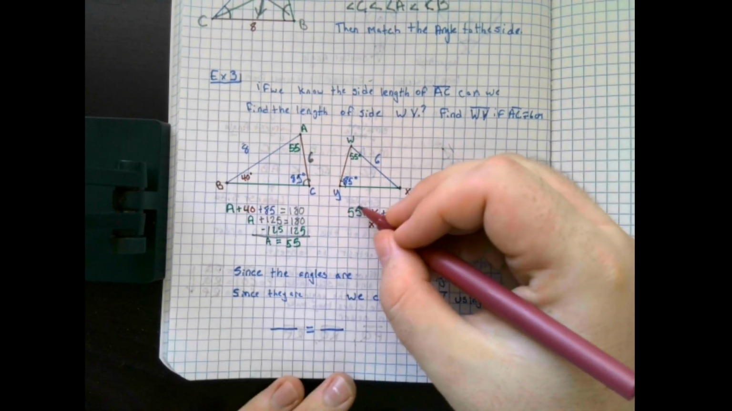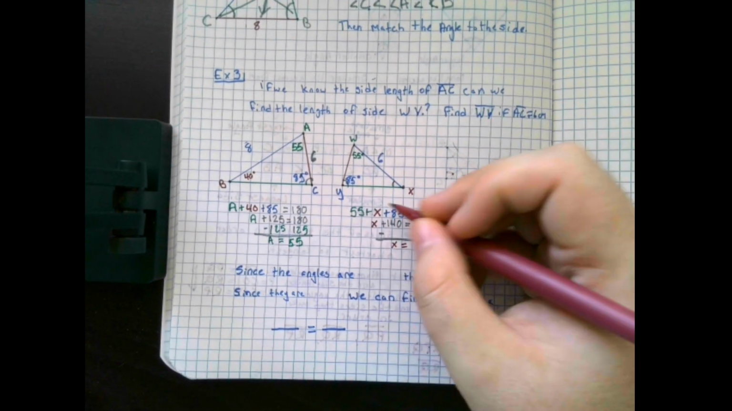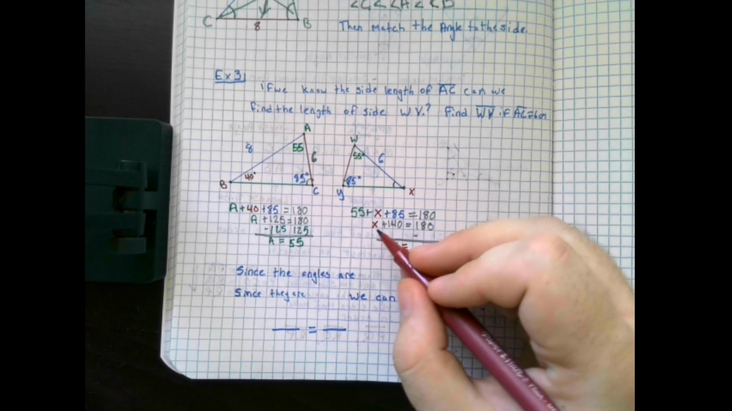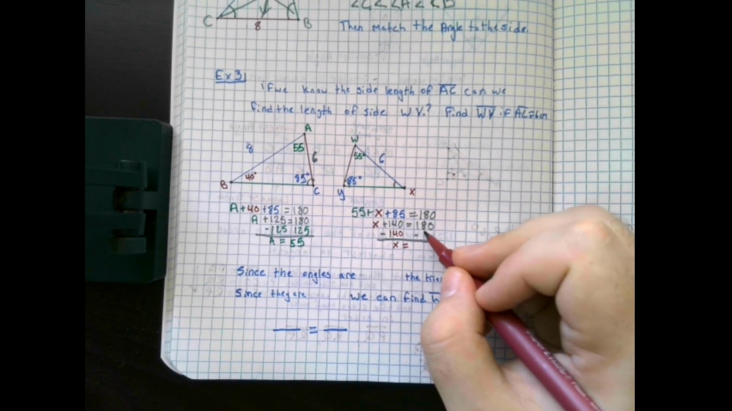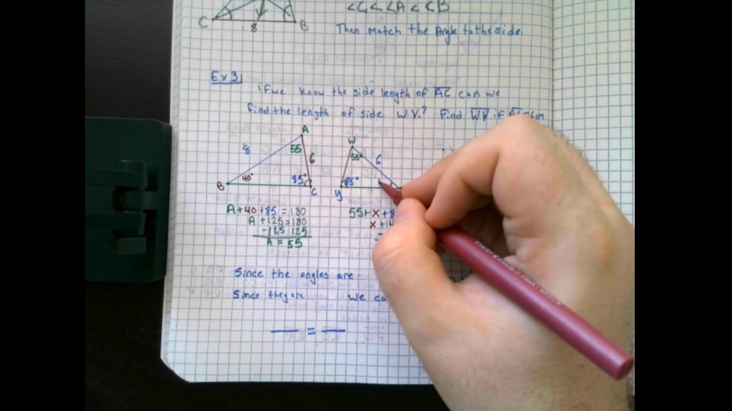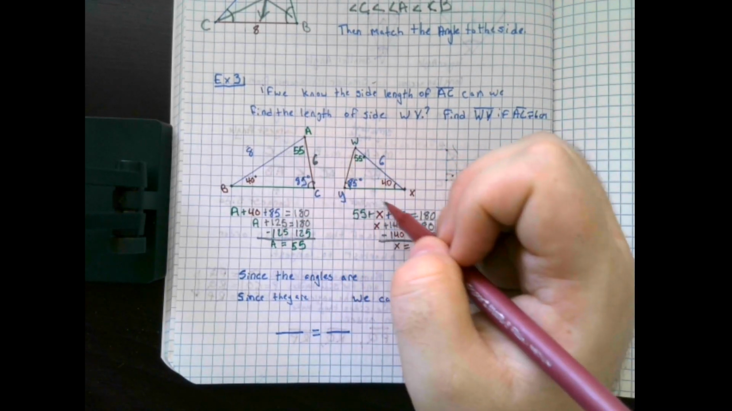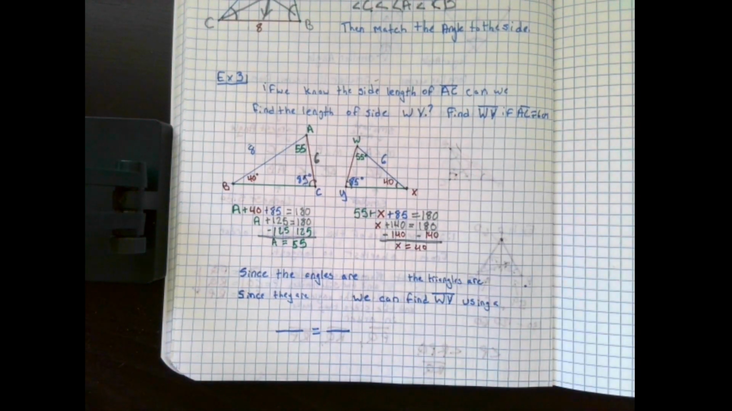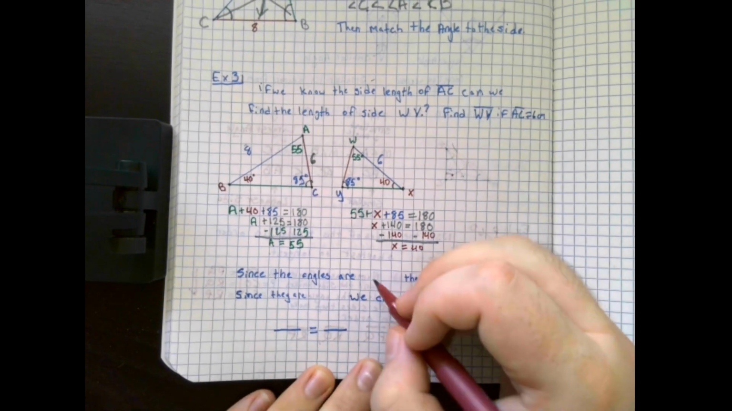If we have 55 plus X, or plus 85, equaling 180, we'd get X plus 140 equals 180. And when we subtract 140, we would get X equals 40. Since these angles are the same, if we have angle, angle, angle similarity, that means that we can create a proportion between the 2 triangle side lengths.